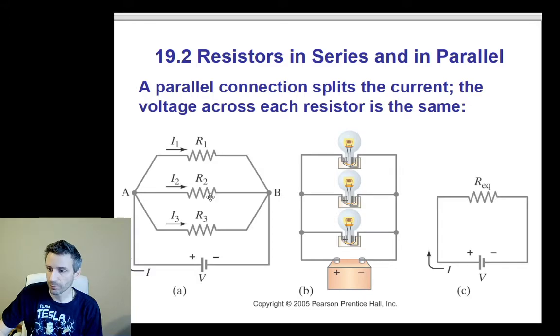So they all have the same voltage drop. They don't necessarily all have the same resistance. And so therefore they wouldn't necessarily all have the same current. Okay? So I hope that those analogies help a little.